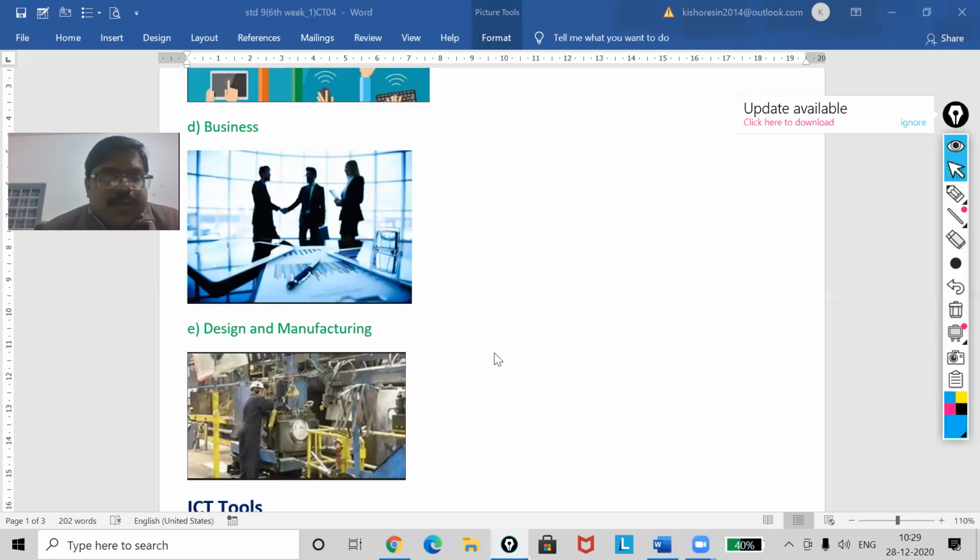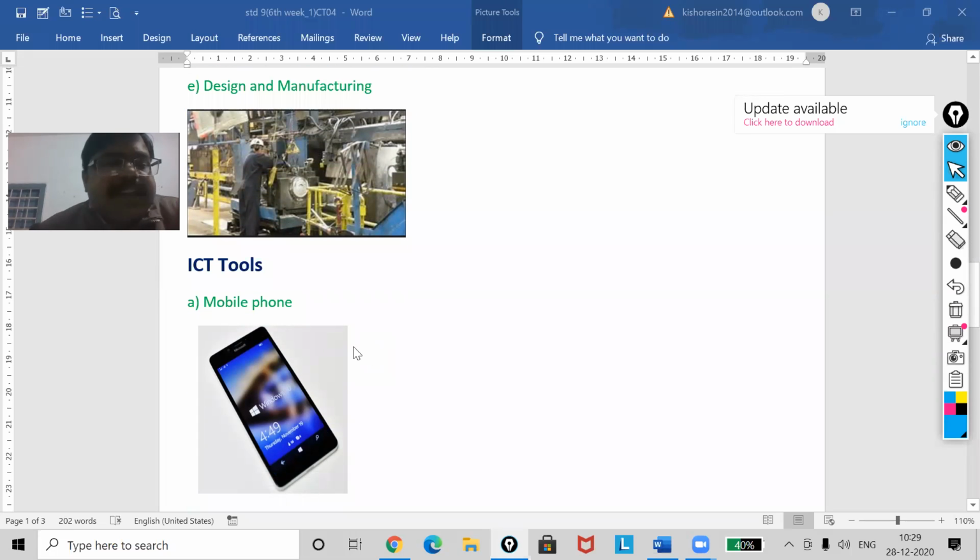Now the next part is your ICT tools. Some commonly used ICT tools are the tablet, emails, television, and radios. Students, all these tools help in the communication and broadcasting of information. And here, one by one, I am going to discuss them so that you can understand.